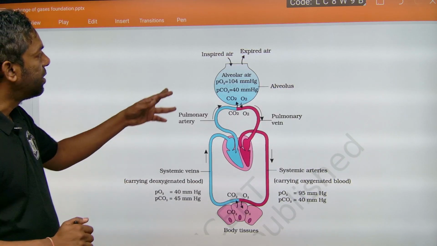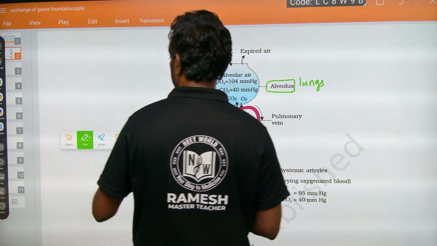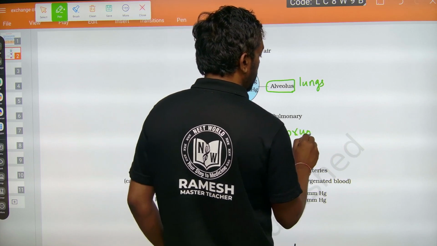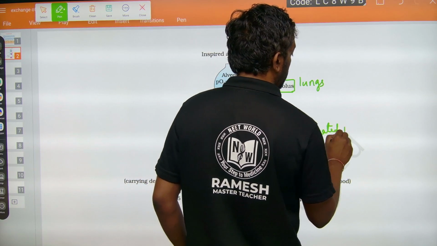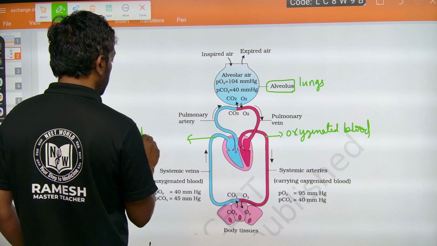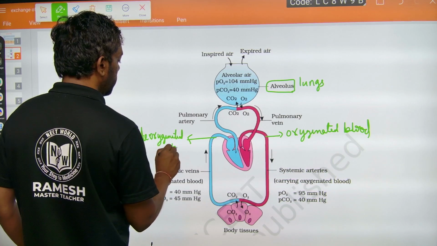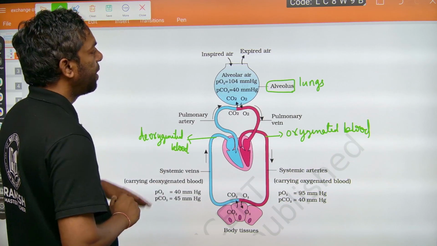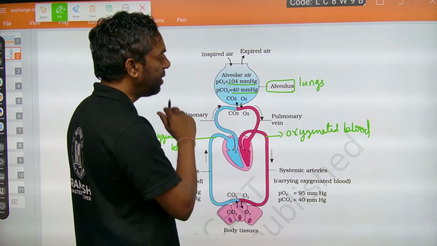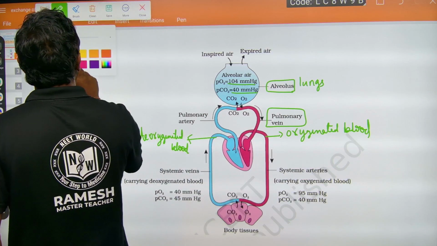Just here, look into here. This is the alveolus, meaning lungs. This red color is oxygenated blood. Blue color is deoxygenated blood. The partial pressure of oxygen in the lungs is 104 mmHg, carbon dioxide is 40 mmHg in the lungs. What is the pulmonary vein? Okay, guys, don't get confused. What is pulmonary vein?